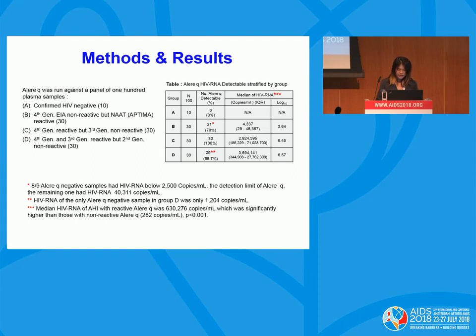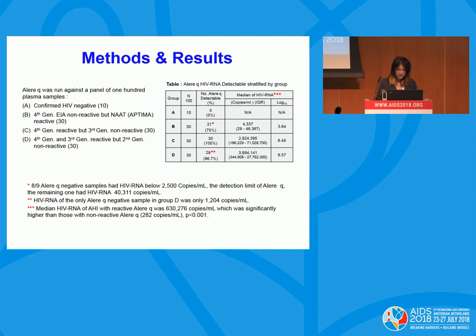Group C: Acute can detect 30 samples, or 100%. This group's median quantitative HIV RNA is 3,694,414 copies per ml, log 6.57. Group D: Acute can detect 29 samples, or 96.7%. This group's median quantitative HIV RNA is 2,824,395 copies per ml, or log 6.45.